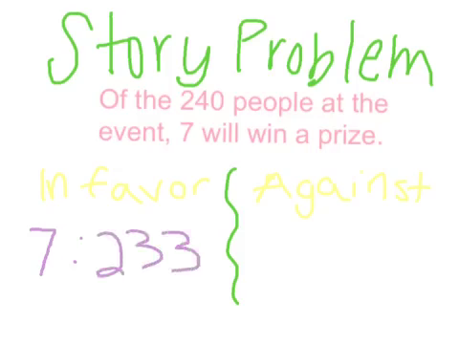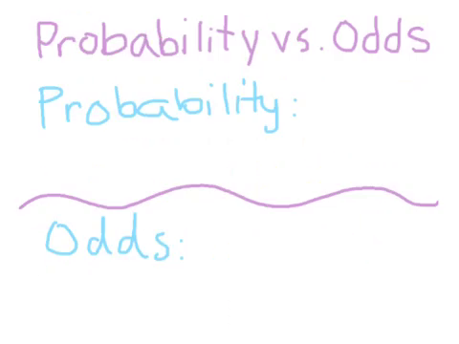In the last slide, we showed how to show odds with a colon. So our answer for odds in favor is 7 against 233. For odds against, it is the opposite, 233 against 7. Finally, we are going to compare odds and probability in a story problem. The problem is, you roll a number cube that has 6 sides. Find the probability and odds in favor of rolling a 3.